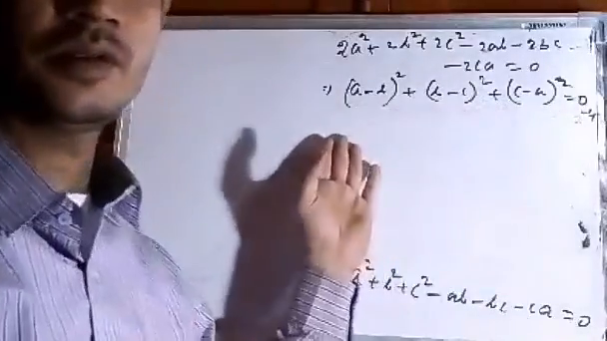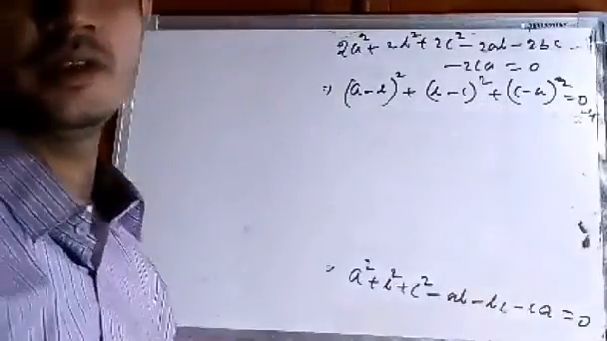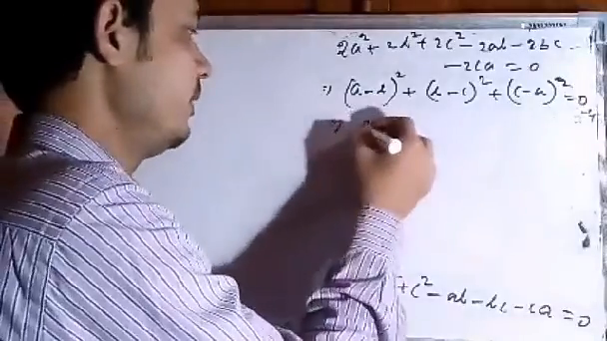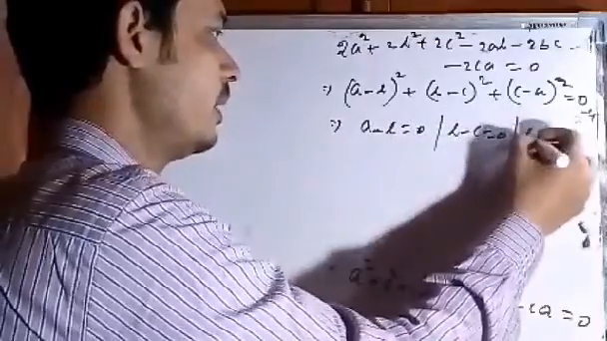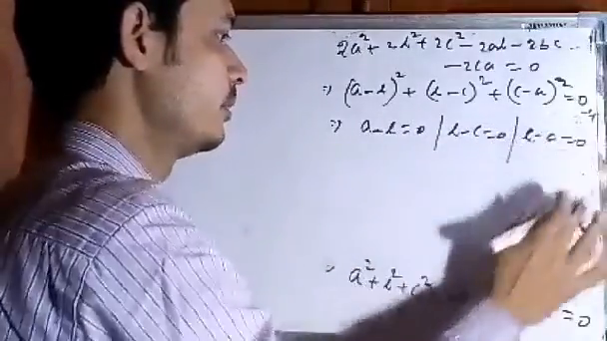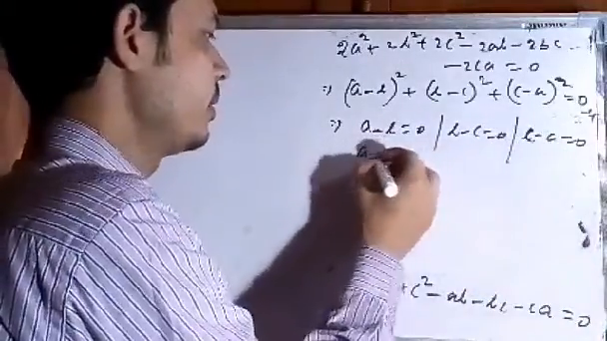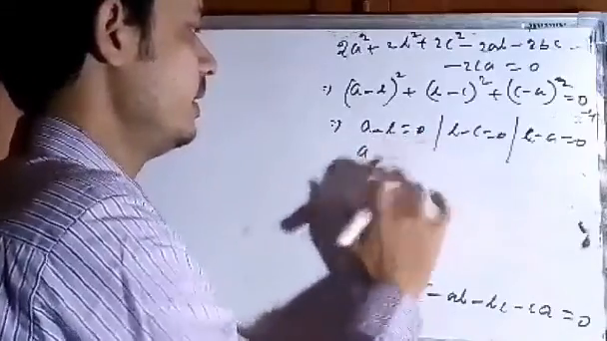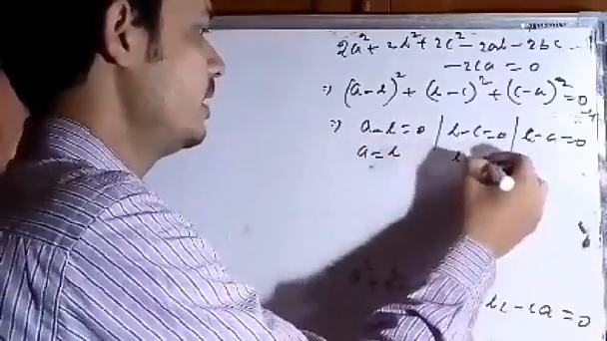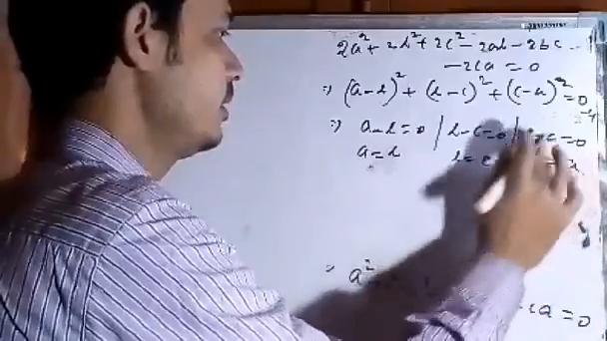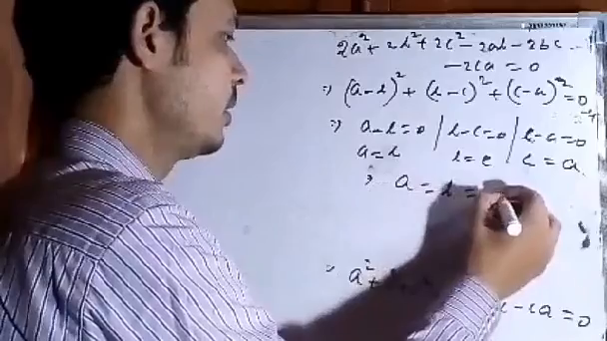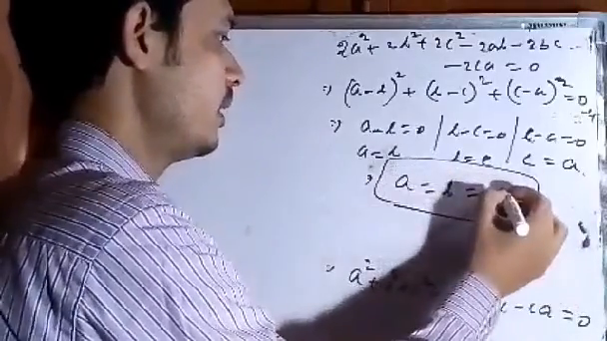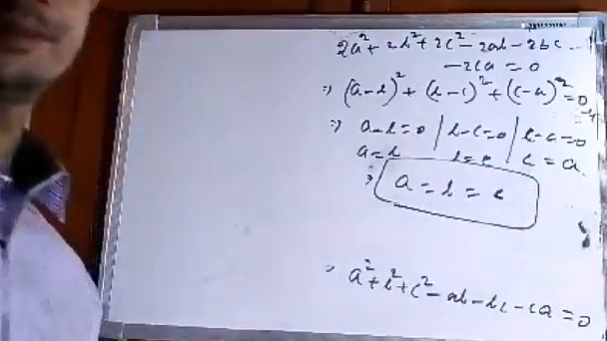Now we know that if the sum of three squares is equal to 0, then individually they equal 0. So from this we have A minus B equal to 0, B minus C equal to 0, and C minus A equal to 0. So this implies A equals B, B equals C, and C equals A. So from this we have A equals B equals C. This was our result to prove.